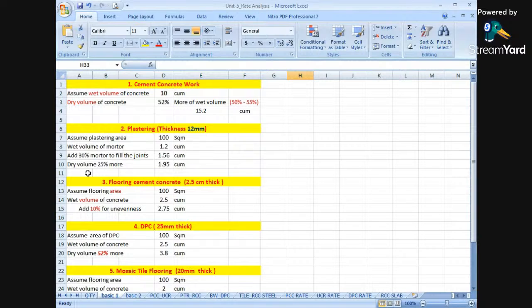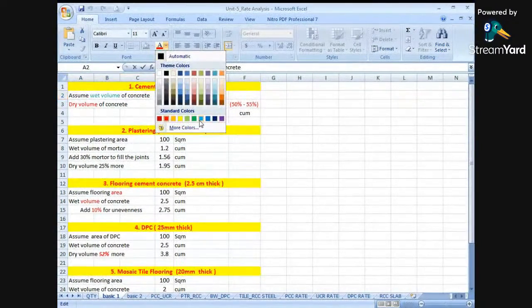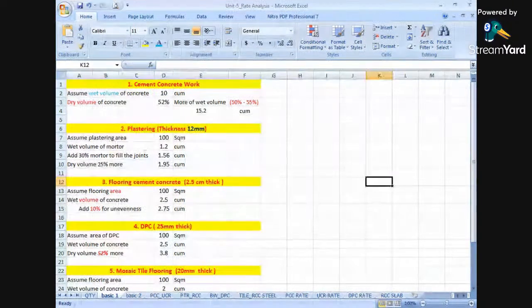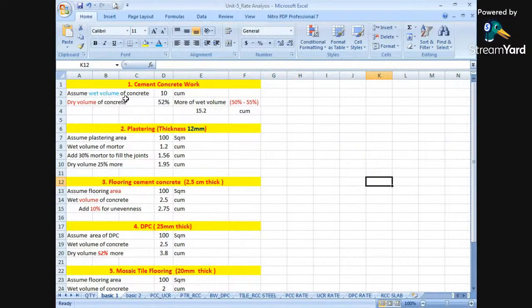Suppose we are finding out the quantity of cement concrete, है ना? Suppose we take serial number 1 as cement concrete work. First we have to assume the quantity. This 10 cubic meters we have measured from the drawings. We will call this the wet volume. ठीक है ना? That is measured from the drawings. ये drawing से measure किए थे आपने. तो this we will call the wet volume. So assume the wet volume of concrete as 10 cubic meters.